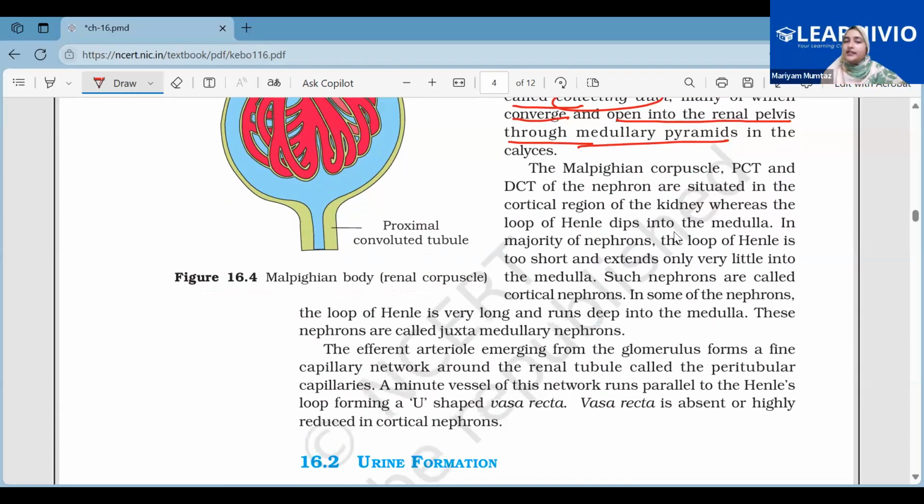Now see, out of all of these things that you have studied up until now, the Malpighian corpuscle, meaning Bowman's capsule and glomerulus together, the PCT and the DCT of the nephron, where are they situated? They are situated in the cortical region, meaning in the cortex of the kidney. Cortex is peripheral or central, students?